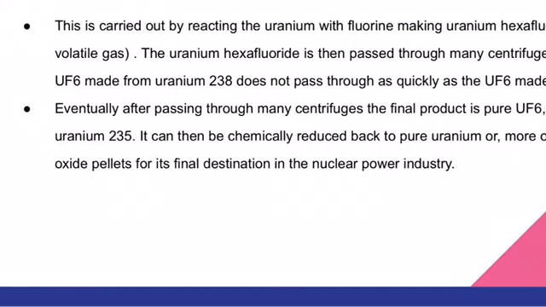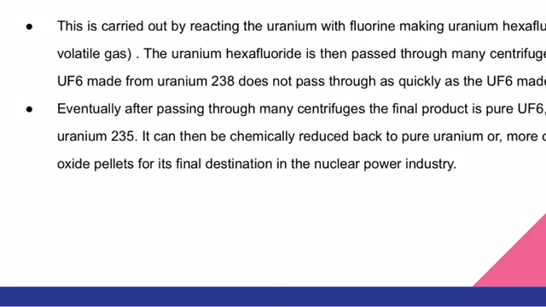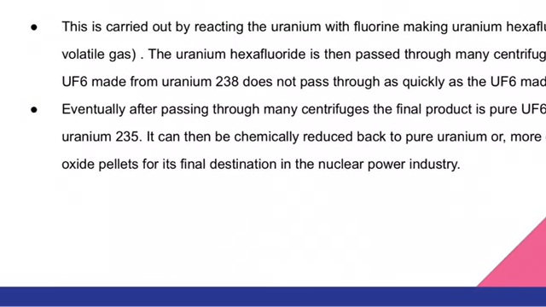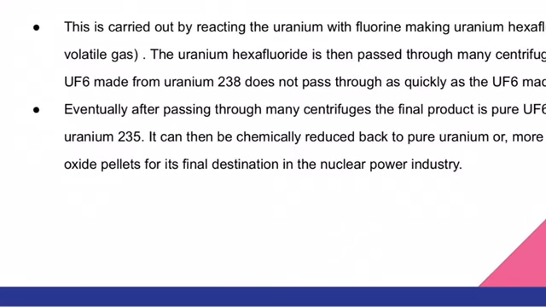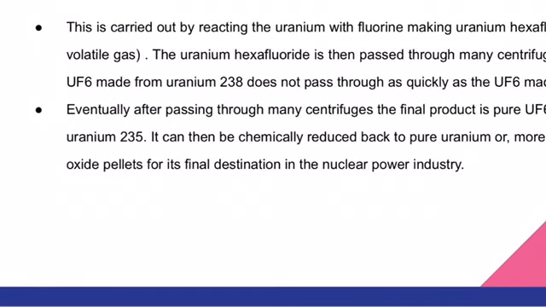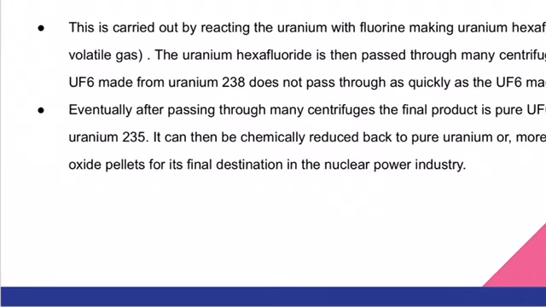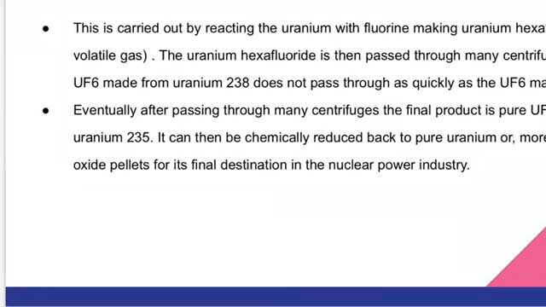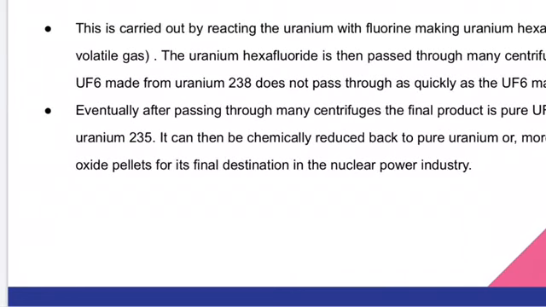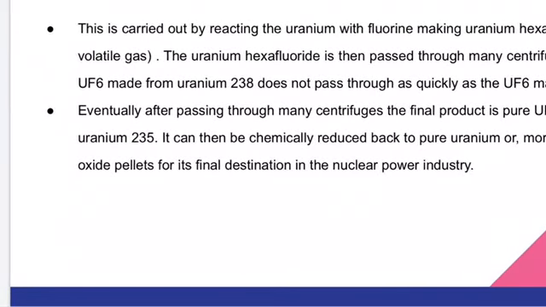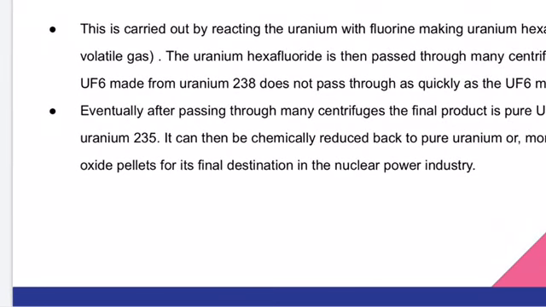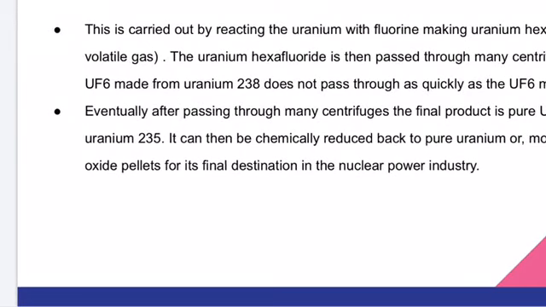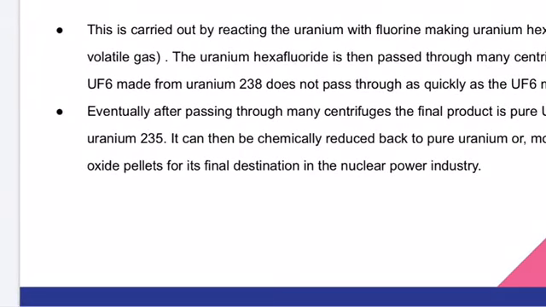The uranium hexafluoride is then passed through many centrifuges, whereas the heavier uranium hexafluoride made from uranium-238 does not pass through as quickly as the uranium hexafluoride made from uranium-235. After passing through many centrifuges, the final product is pure uranium hexafluoride containing only uranium-235. It can then be chemically reduced back to pure uranium or, more often, to uranium oxide pellets for its final destination in the nuclear power industry.